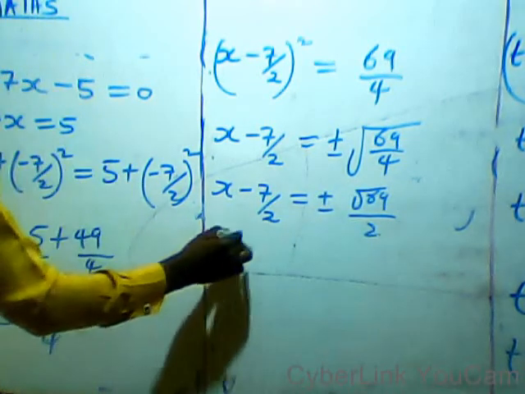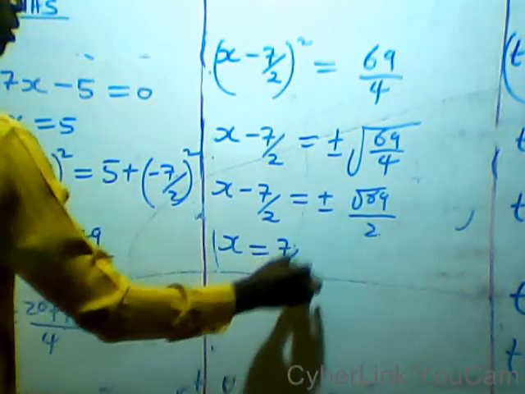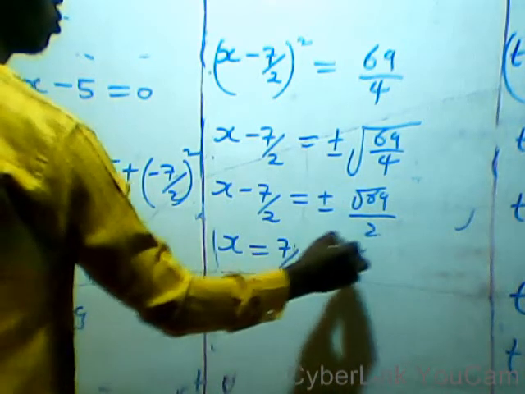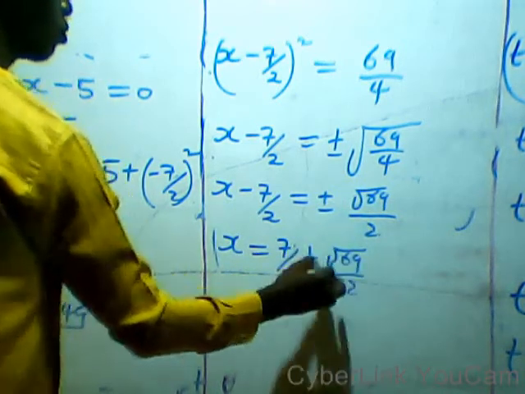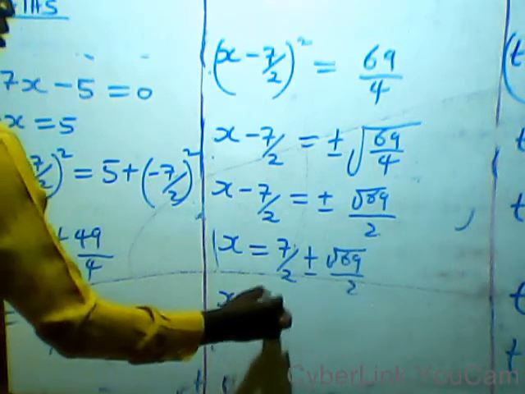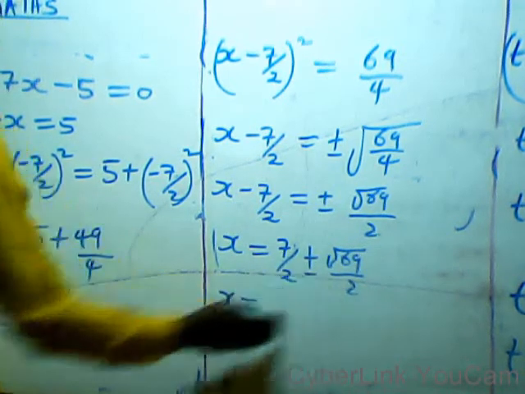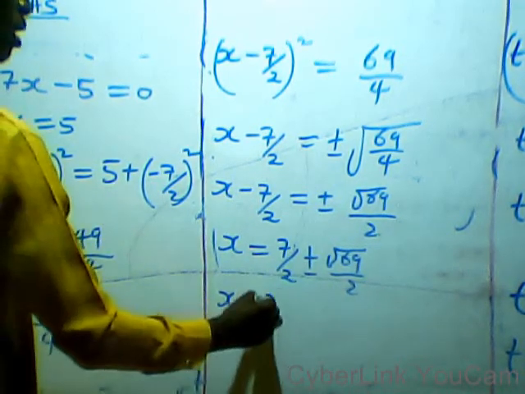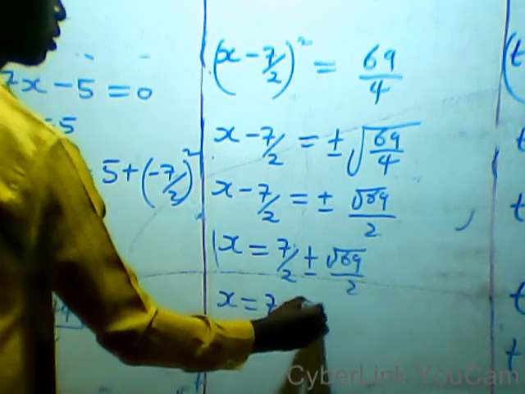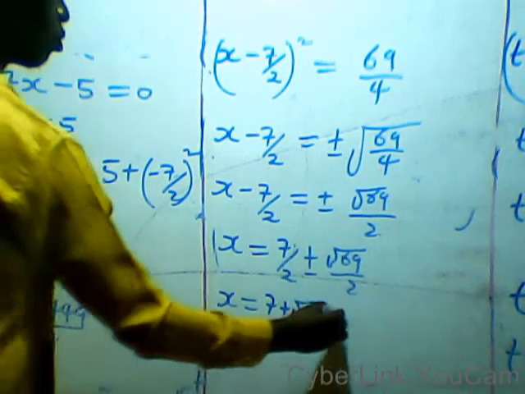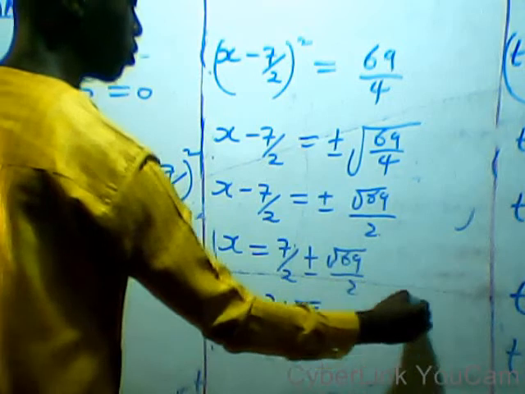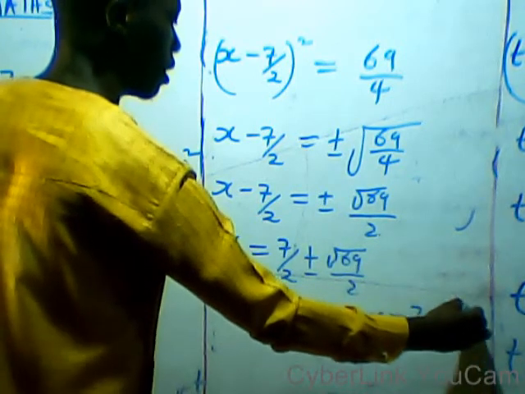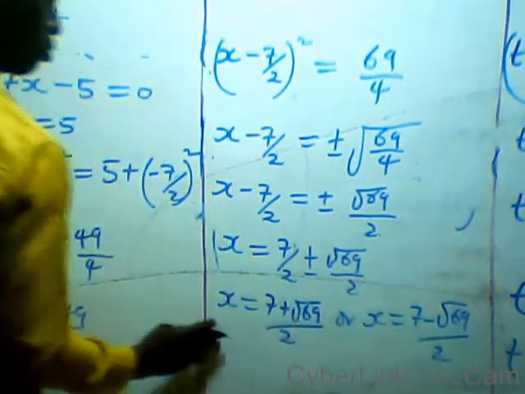That means that x is equal to what? 7/2 plus or minus root 69 over 2. So that means x is equal to 7... The LCM here, of course, is 2. So definitely I have (7 + root 69)/2, or x will be equal to what? (7 − root 69)/2. So that's what I'm going to have.